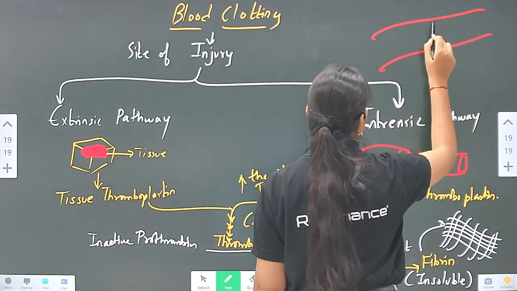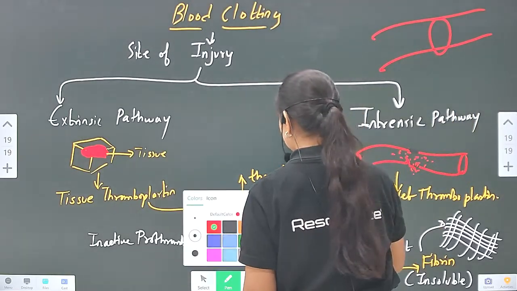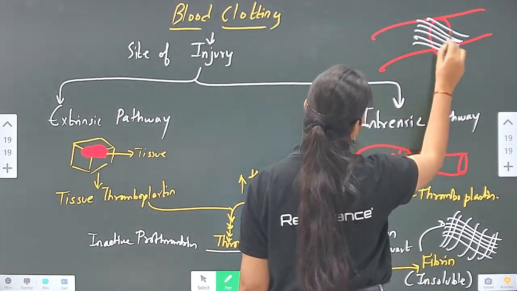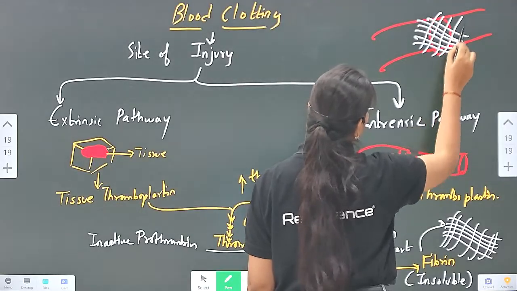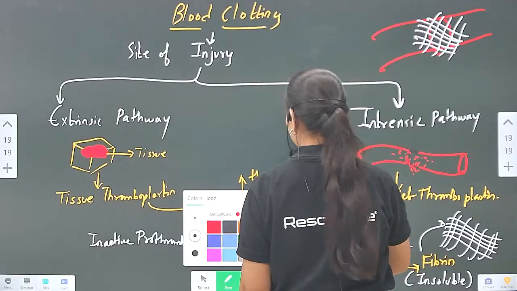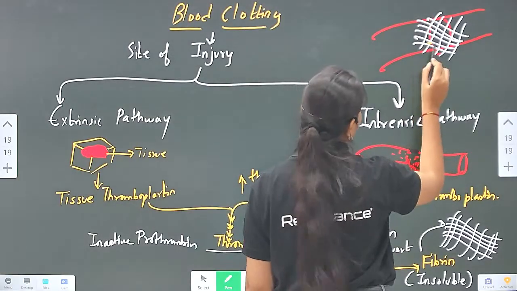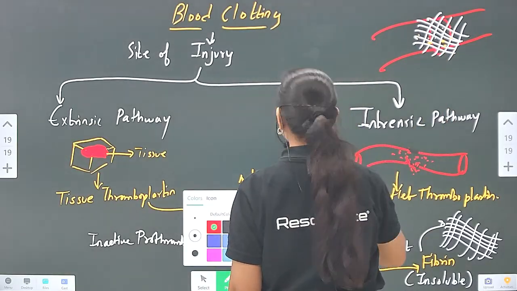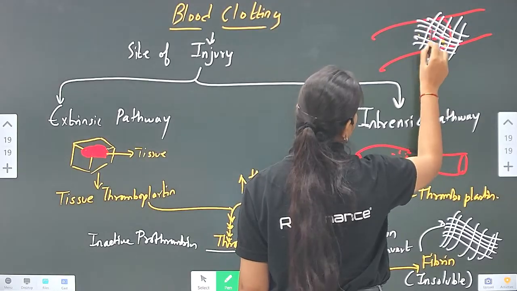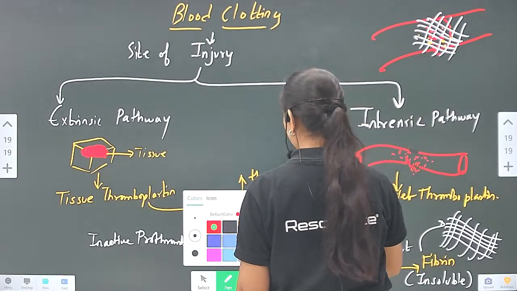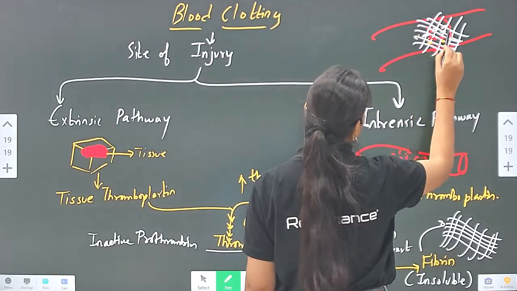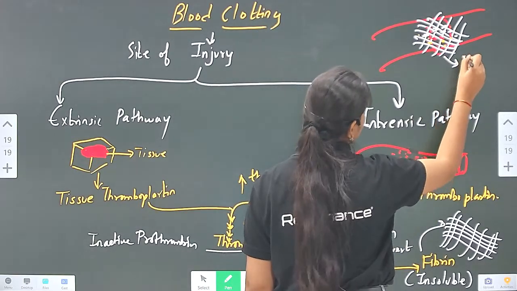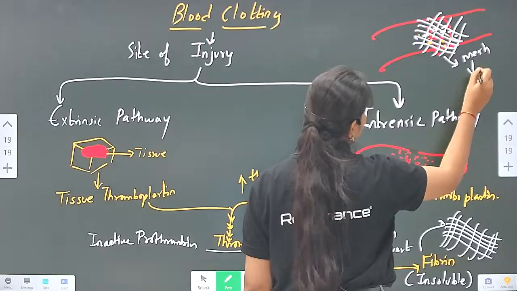This is a vessel where there is a cut. So these insoluble fibrins will be forming a mesh-like structure. Now what will be trapped inside this mesh? The platelets will be trapped inside this mesh, and then you have some WBCs and some RBCs. All these are trapped and form what? The mesh.